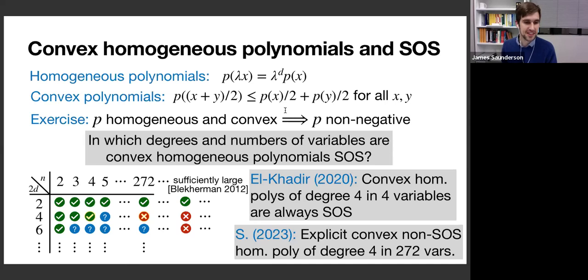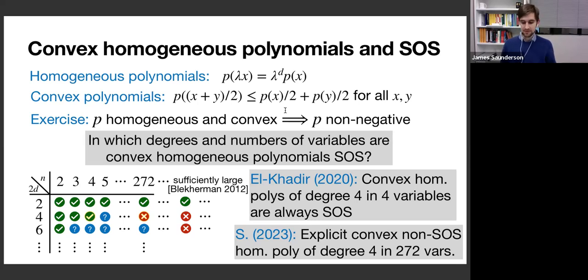We know that these examples should exist in sufficiently large n. Possibly there's an example of degree 4 in 5 variables that's convex, homogeneous, and not a sum of squares. And we also don't know explicit examples in higher degrees. We know that they exist, but we don't really know what's the smallest number of variables where these examples should exist. So it's very interesting to try to fill out this table.